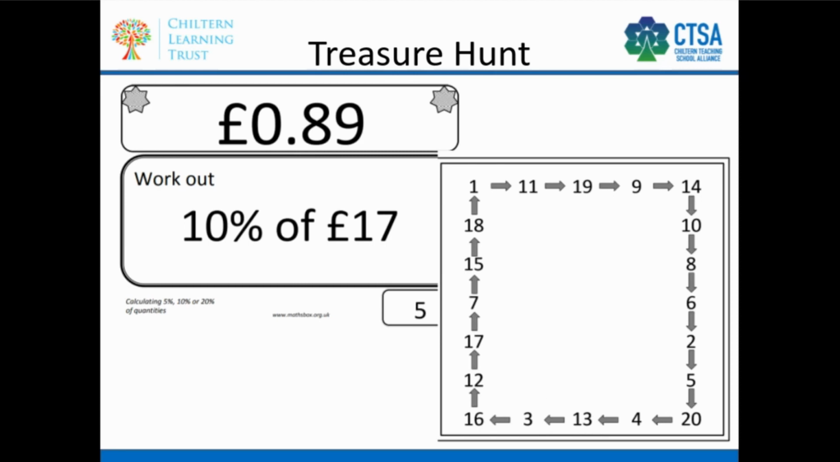And on a different card at the top, it would say £1.70, and then they would work out the answer to that question and carry on until they've worked out all the answers and created a loop. There's lots out there on TES, but I really like the ones created by Mathsbox. This one is taken from Mathsbox.